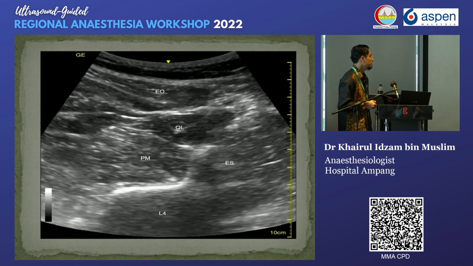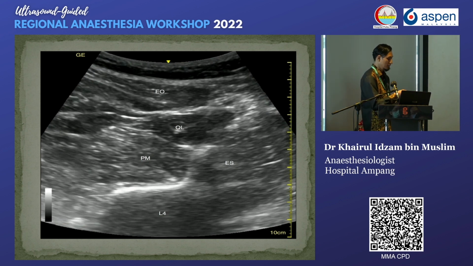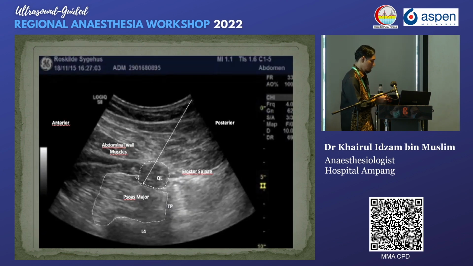So this is the sonoanatomy at the L4 level. The transverse process is here. Anteriorly is the psoas major, the QL is just at the tip of the transverse process, and posteriorly is the erector spinae muscle. So this is where we should inject, posterior to anterior. Once we identify the thumbs up sign or shamrock, we can identify the QL and psoas major muscles.